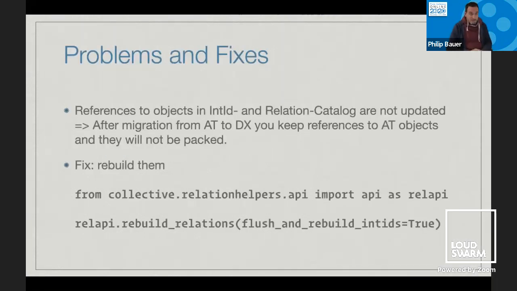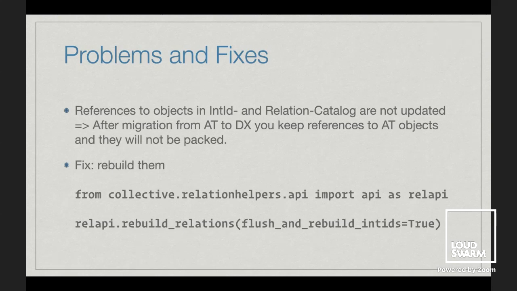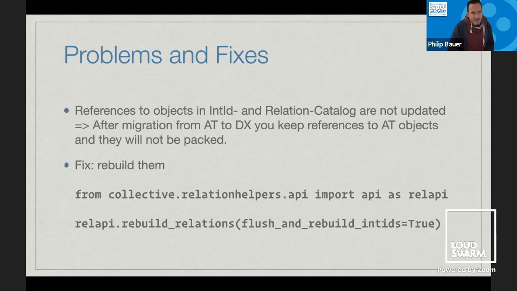So there are problems with the whole relation thing, and the biggest one that I ran up against is that references to objects in the int ID and relation catalog are not updated after the object was migrated from Archetypes to Dexterity. This means that after a migration, you still have these objects in the database. You have to rebuild your relations using the code below.